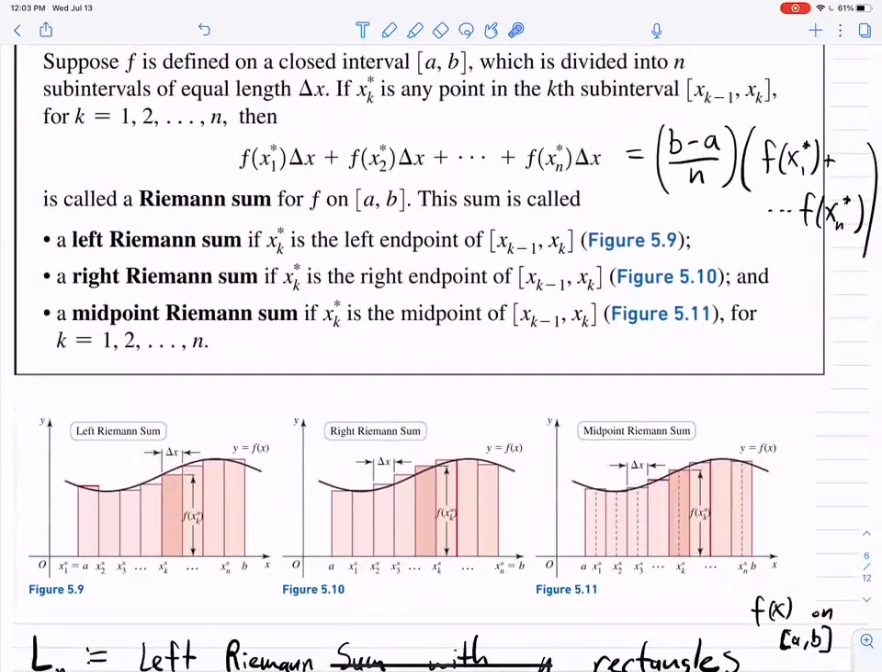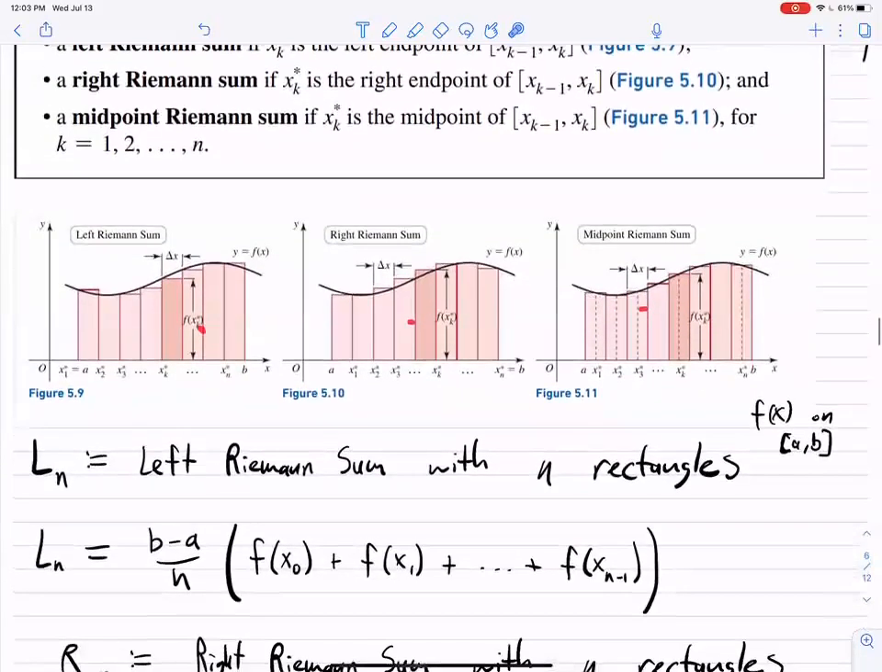And here are pictures of that. For the left endpoint, the left endpoint is the height of all of these rectangles. For a right Riemann sum, we pick the right endpoint for all of them. And for a midpoint sum, we pick the midpoint of our subintervals to be the height. We're going to use this notation: Ln is the left Riemann sum with n rectangles. The formula for that is (b minus a) over n, because that's the width, and then we're picking the left endpoints.